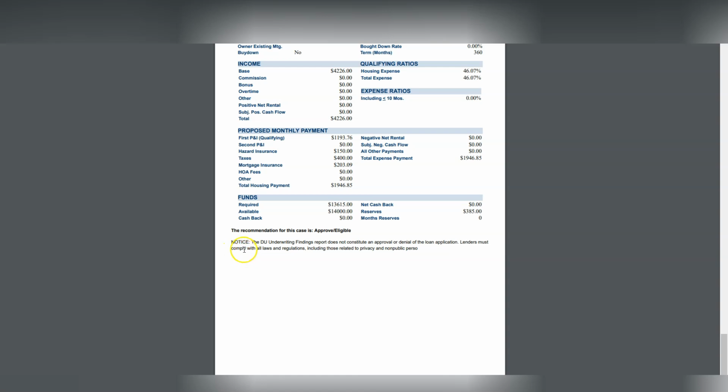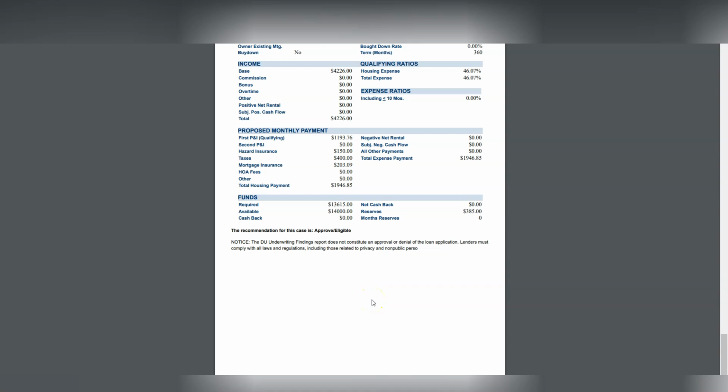Just as a disclaimer, they go ahead and include this line that says, notice, DU underwriting findings report does not constitute an approval or denial of the loan application. Lenders must comply with all laws and regulations, including those related to privacy and non-public personal information. Now, basically this means that they're not liable if they approve the loan and then the underwriter denies the loan when you send it to the lender, because each lender has their own set of rules and their own set of overlays, or additional rules that they can add. And because the underwriter has to go over additional things to make sure that the loan still complies besides the general numbers that have been provided now.